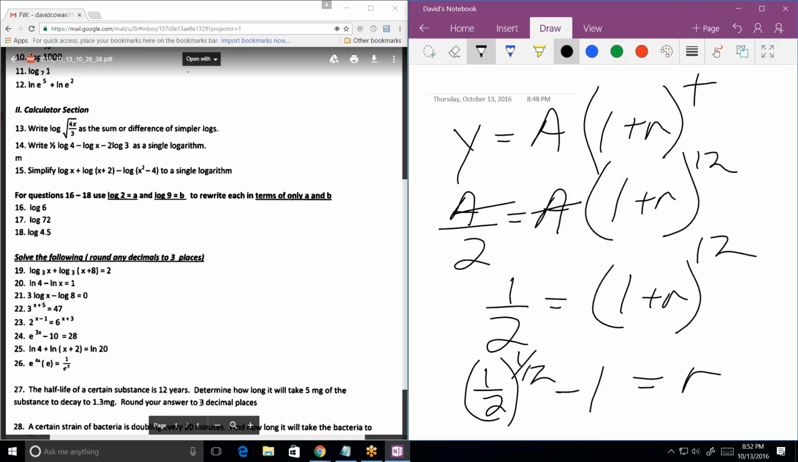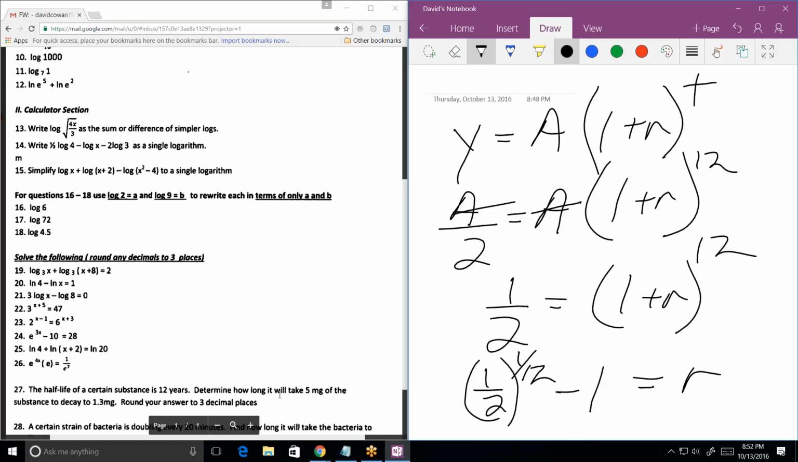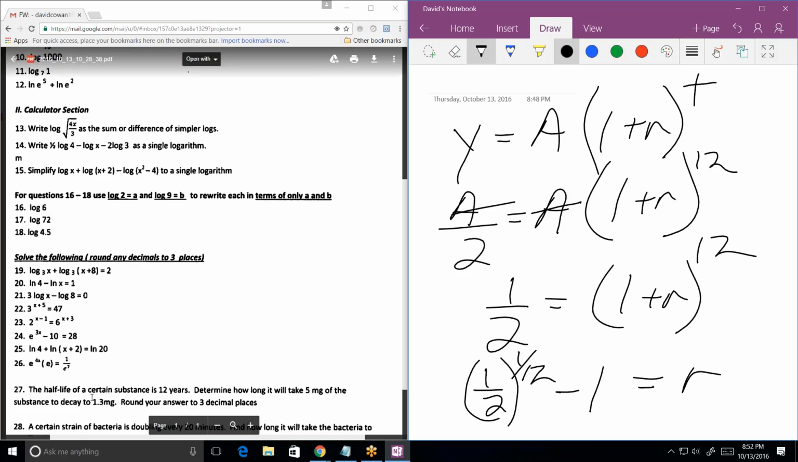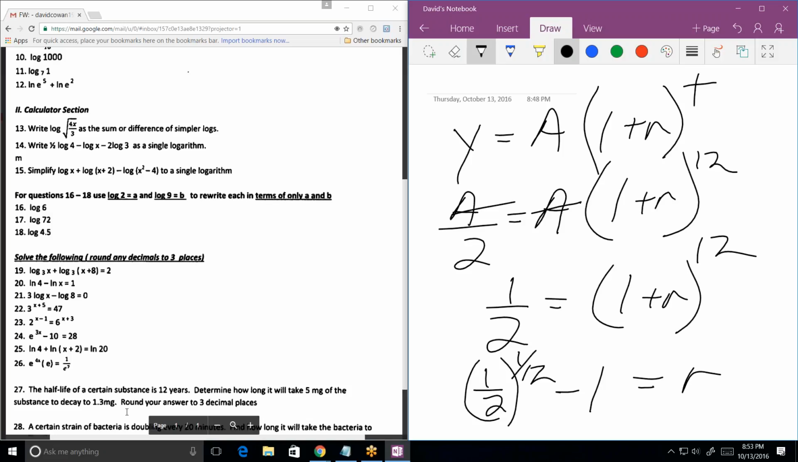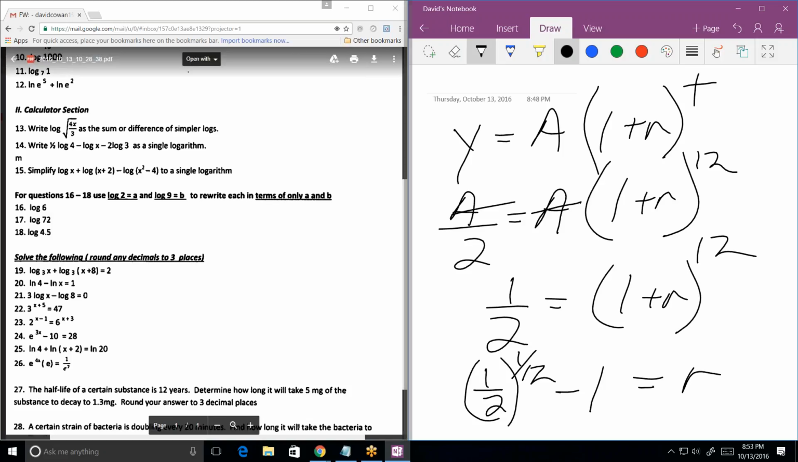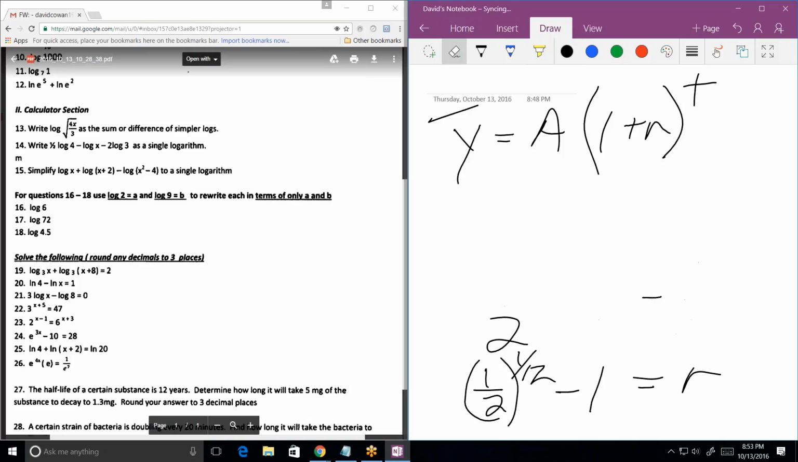So now, to answer their question, determine how long it will take 5 milligrams of a substance to decay to 1.3 milligrams. Well, we know everything about it now. In other words, if I go back to the general formula, I know what R is. Okay, I'm going to erase everything but R. And let's start filling in. They're asking about how long, so we got to solve for T.